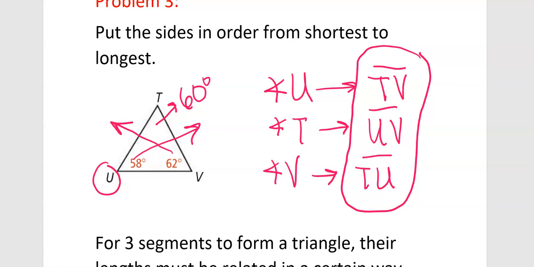So shortest to longest. Most of the time they do short to long. Sometimes they'll throw in longest to shortest, but you just kind of have to read and pay attention. If there's an angle that's missing, find it. With sides, the only way they could leave a side missing is if it was a right triangle, and you could use the Pythagorean theorem to do that. Okay? Otherwise, they'll always give you all the sides.